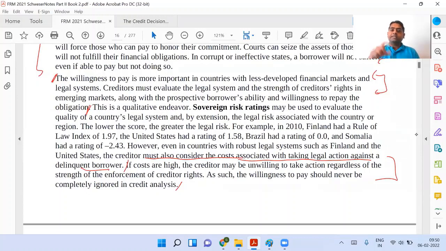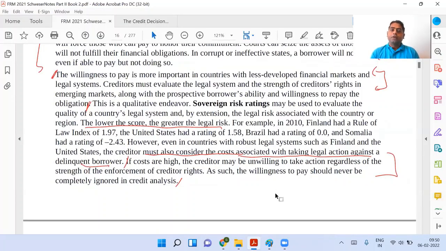Read the first 4 lines and the last 3 lines. For the middle part, just have a basic understanding that different countries have a different score, which tells me the legal risk of that particular country. Lower the score, greater the legal risk. That means a lower score means the legal system is not strong enough. All good?